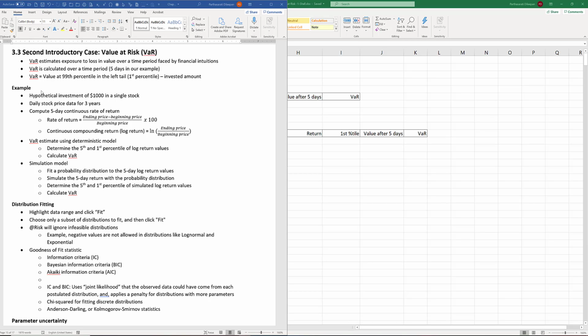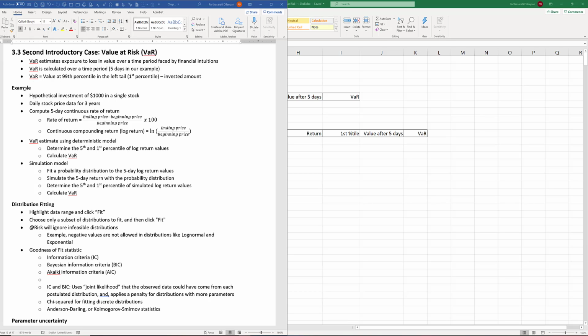But let us say that you invest 1,000, and the first percentile, so there is only 1% of the time the value is going to be less than this. That's your first percentile. If the first percentile is, say, $950 from $1,000, then at the first percentile, in other words 99% of cases on the left side, you lose $50. So at 99%, your value at risk for 5 days is $50. So that's the kind of idea.